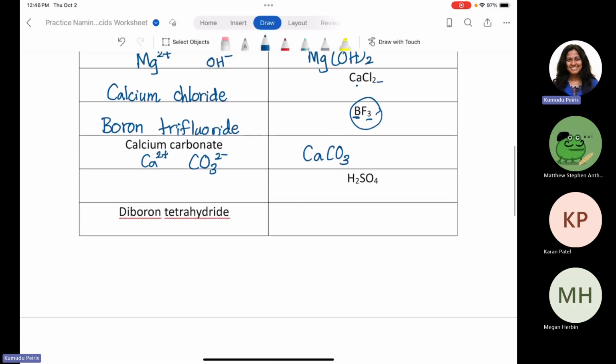Next one, what is this? Yes, you'll know that, right? It has a hydrogen on it. So this must be an acid. Yes, the name is sulfuric acid.